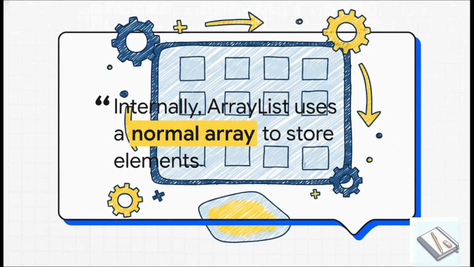And there it is, the big secret. An ArrayList isn't some brand new space-age data structure. It's actually just a smart wrapper built around a plain old fixed-size array. It's just managing that internal array behind the scenes, so you don't have to.